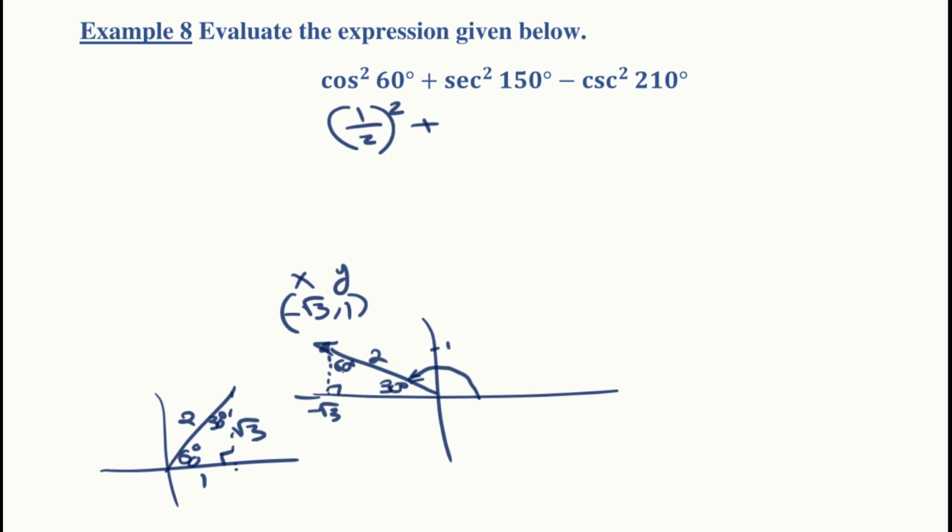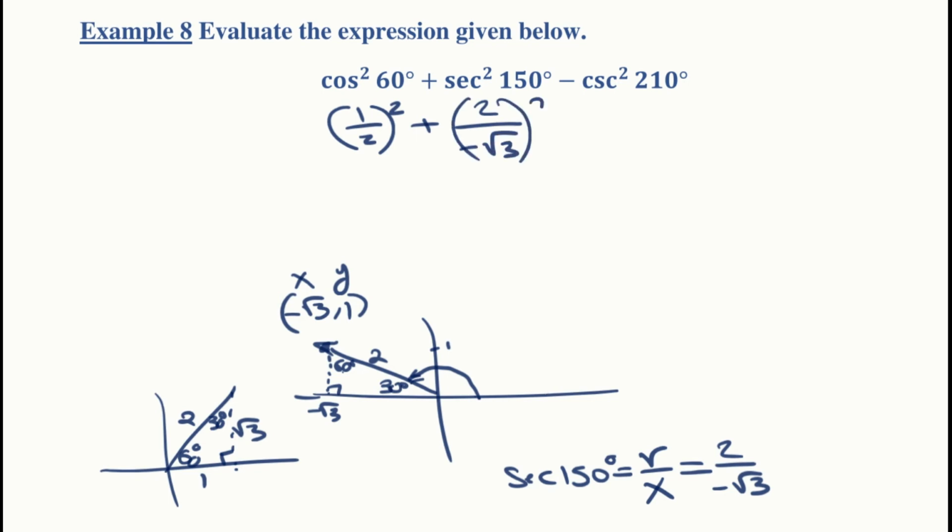All right, so secant of 150 is going to be r over x, right? Remember, secant is the reciprocal of the cosine. Now r is 2 and x is negative square root of 3, correct? So we get plus 2 over, we don't really need to rationalize it because look what we're gonna do, we're gonna square it, right? It's not gonna make any difference.